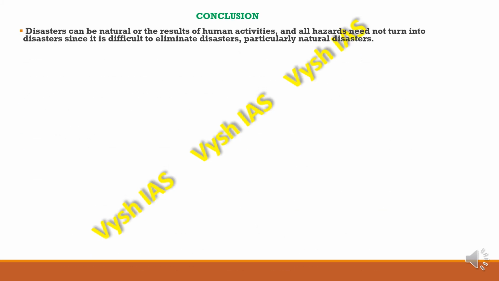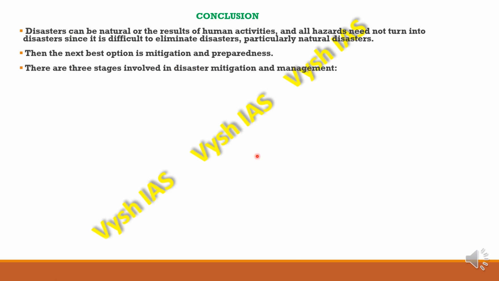To conclude, disasters can be natural or the results of human activities, and all hazards need not turn into disasters. Since it is difficult to eliminate disasters, particularly natural disasters, because they are natural in origin, the next best option is mitigation and preparedness. There are 3 stages involved in disaster mitigation and management.